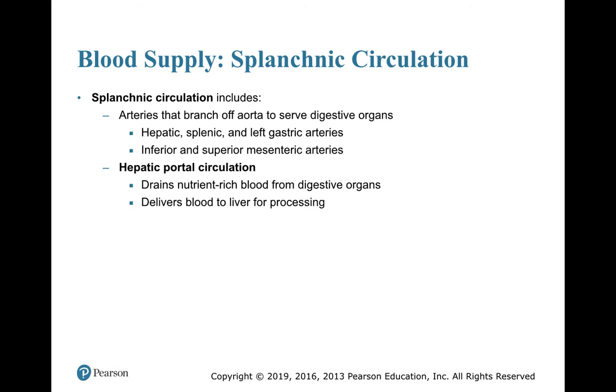meaning that blood will go from arterial to capillary, back to arterial, and then make its way back to the venous return. And that's going to be very important for processing food. We'll see more of that when we talk about the liver, because this circulation helps deliver the blood to the liver for the processing that occurs in the liver.